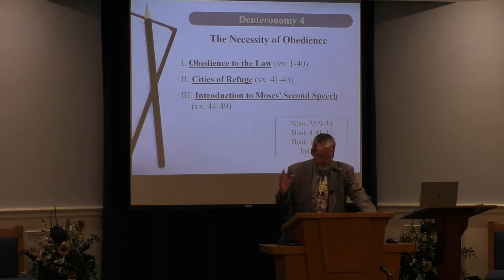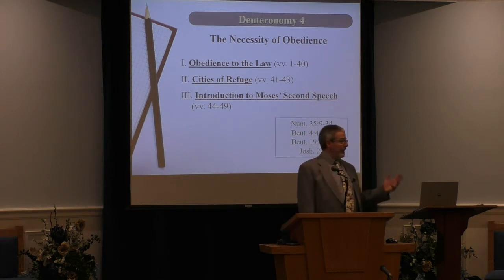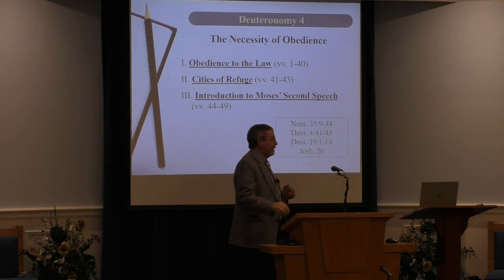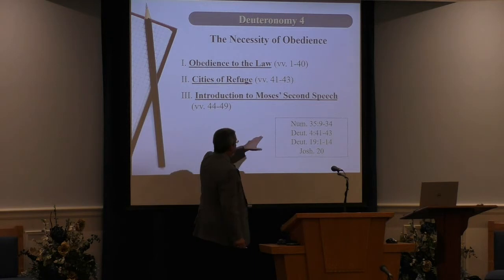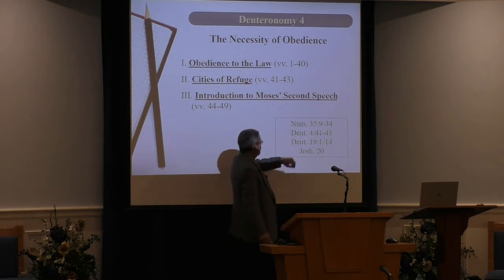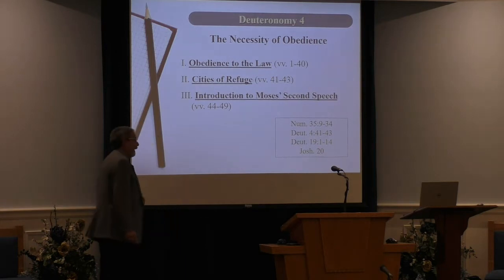So Moses set apart three cities on this side of Jordan, and then identifies the three cities, and tells the purpose at verse 42. The three cities are Bezer, Ramoth, and Golan, which we're going to see identified a little bit later. So we're going to leave Deuteronomy 4, take the time to write down Numbers 35:9 to 34, Deuteronomy 19:1 to 14, and Joshua 20. Those are your parallel accounts.